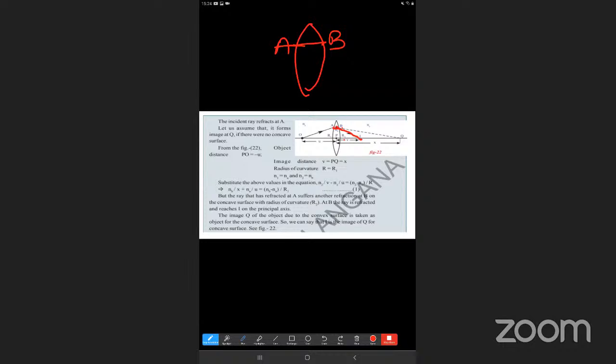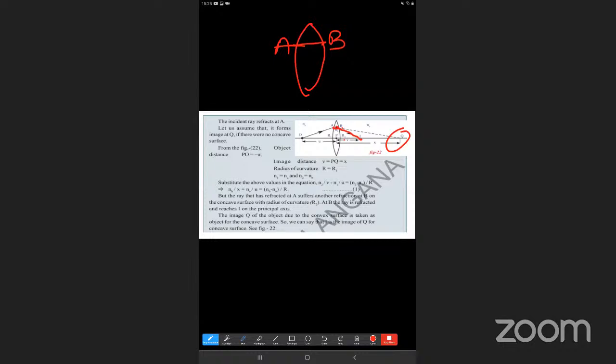Here Q is the image of the object due to the convex surface. Q would be formed on the principal axis if there were no concave surface. So here I is the final image.